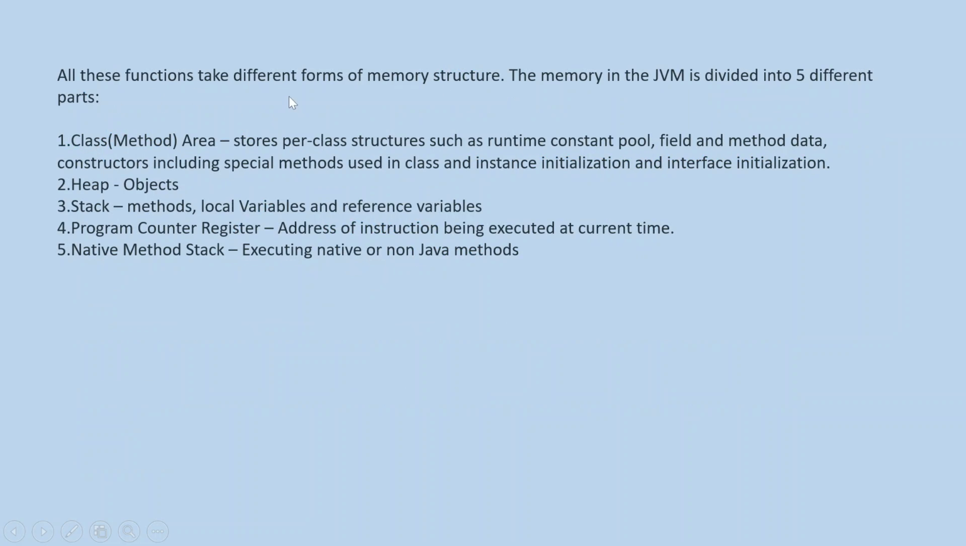So all these functions take different forms of memory. Because there are various functions, these various functions will take different forms of memory. So what is the memory structure of the JVM? The JVM has 5 different parts in the memory: class or method area, the heap, the stack, the program counter register, and the native method stack.